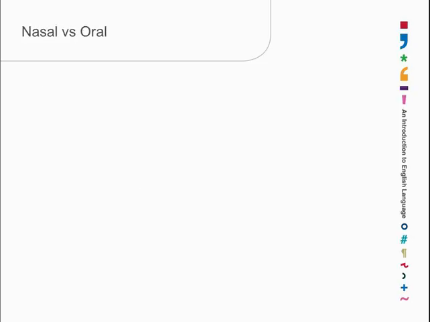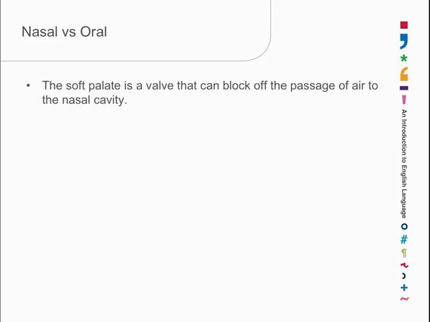Okay, here we go. That was the list. This is the detail. The soft palate, as we saw when we looked at your anatomy, is a valve that can block off the passage of air to the nasal cavity. You remember, it's that soft flap at the back which you can move either up against the back of your throat, forcing the air out through your mouth, or you can lower it. When it's lowered, then there's room for the air to go out of your nose.